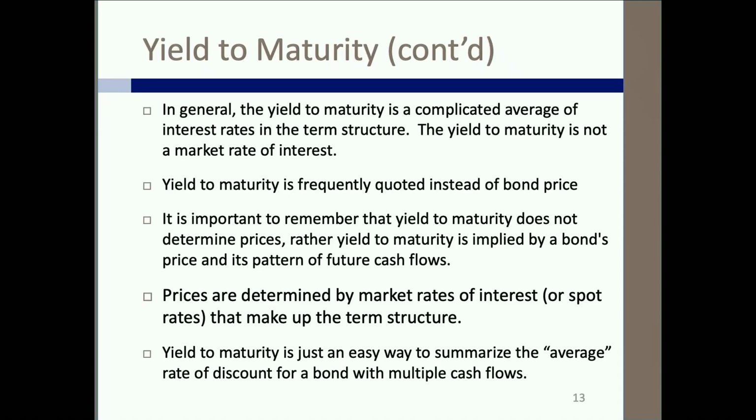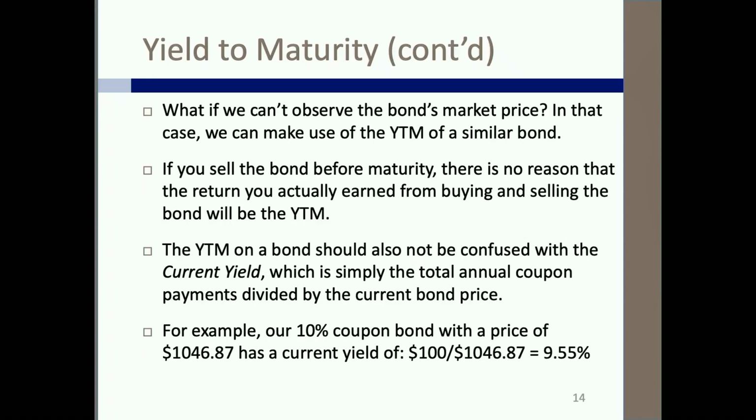It's important to remember, though, that yield to maturity does not determine prices. Rather, yield to maturity is implied by a bond's price and its pattern of cash flows. Prices are determined by the market rates of interest, aka the spot rates, that make up the term structure. The yield to maturity is just an easy way to summarize the average rate of discount for a bond with multiple cash flows. Now, what if we can't observe the bond's market price in practice? Well, in this case, we can use the yield to maturity of a similar bond.